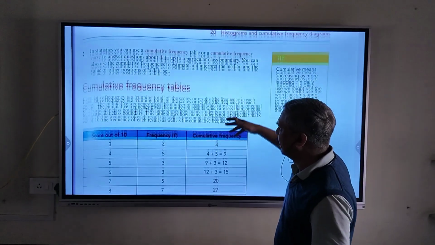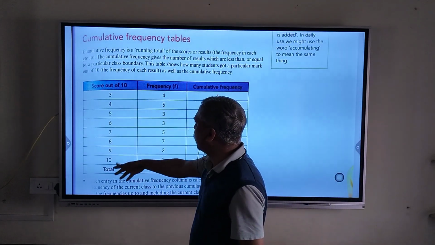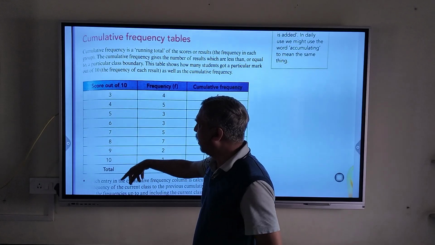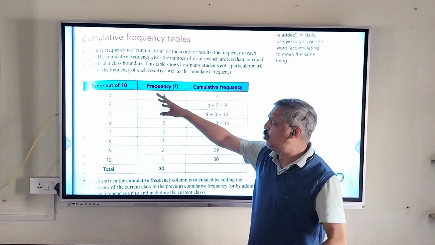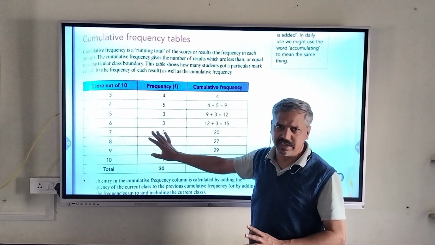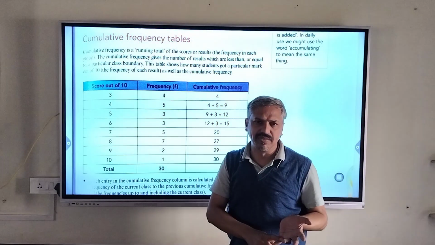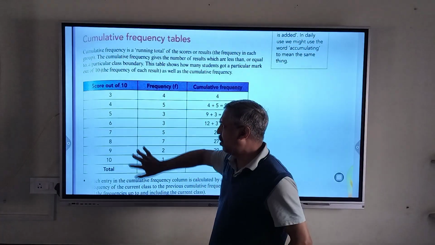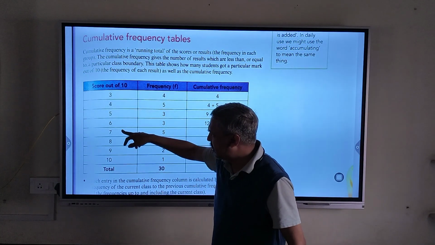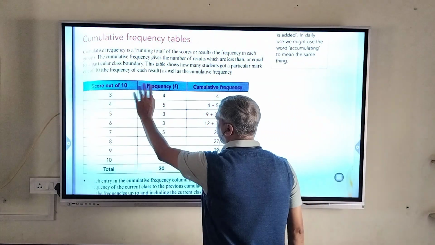Let's see this. It's very simple then. The scores out of 10, there are so many scores: 3, 4, 5, 6, 7, 8, 9, 10. There is no score of 1 and 2 or 0, because obviously, whichever be the class that the test has happened in, no one got 2 marks out of 10, no one got 1 mark out of 10, no one got 0 out of 10. So this entry is not there. Of course, 10 will be the highest and 3 is the lowest.